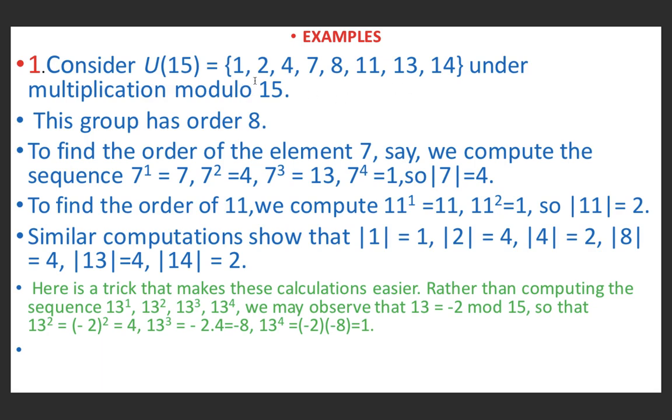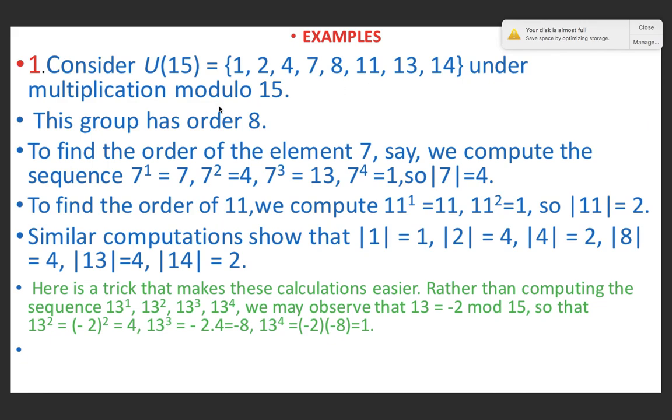So U15 is a set of all the integers less than 15 which are relatively prime to 15. We will write the elements here which are relatively prime to 15. The number of these elements is 8. So the order of this group is 8. Now we will find the order of the element 7, just to demonstrate how to find the order of an element. So always take care of the group operation whenever we find the order of an element.